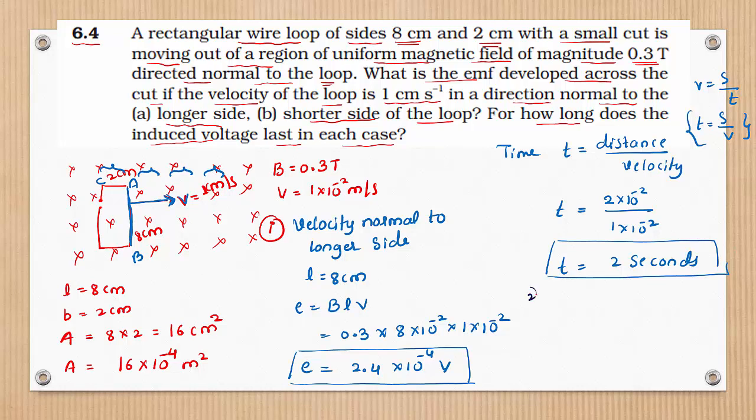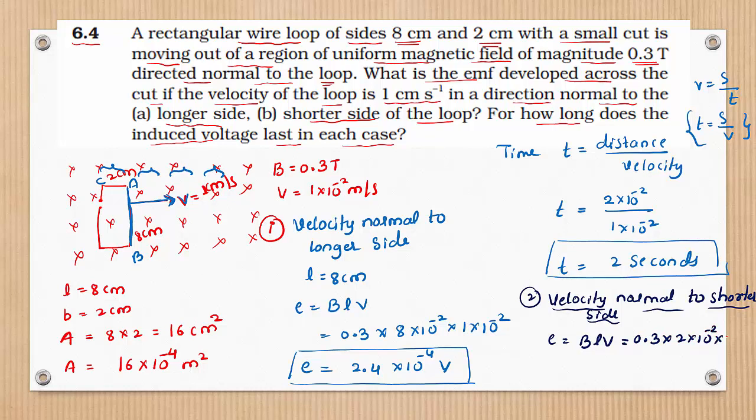Yes, observe the second case. In the second case, velocity is normal to the shorter side. Same method we can use here. Shorter side means we can take length as 2 centimeter. The formula is E equal to BLV. B is 0.3, L is 2 into 10 raised to minus 2, velocity is 1 into 10 raised to minus 2.